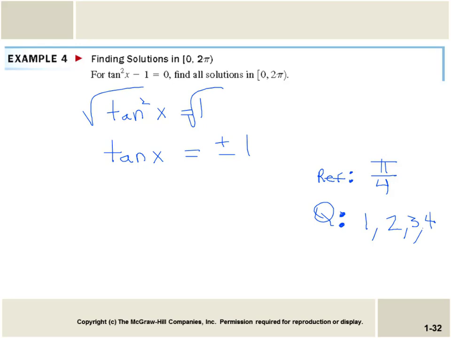So what's my final answer here? Obviously, pi over 4, 3 pi over 4, 5 pi over 4, and 7 pi over 4. Perfect, perfect. Does everybody get this? So there's 4 solutions between 0 and 2 pi.